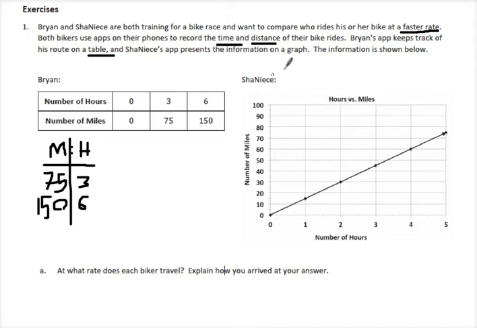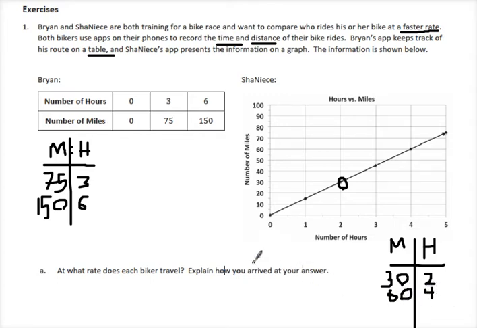What ratios do we know for Shanice? Right, so for Shanice, let's create the same little table over here so we can compare them. In 2 hours, Shanice can go 30 miles, and in 4 hours she can go 60. Okay, we really only need one ratio, but it's always good to have multiple. So now we know those ratios. Now we've got to find a rate.